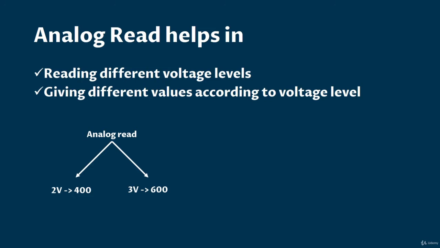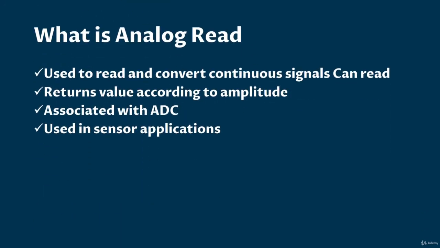So what is analog read? This analog read function is directly associated with the ADC, and ADC is a peripheral inside the microcontroller. If you don't know what ADC is, then let me tell you, ADC stands for analog to digital converter. ADC helps the microcontroller in reading continuous signals. How does it read? It reads the voltage level first, then converts the level into a value. The processor then processes the value accordingly.